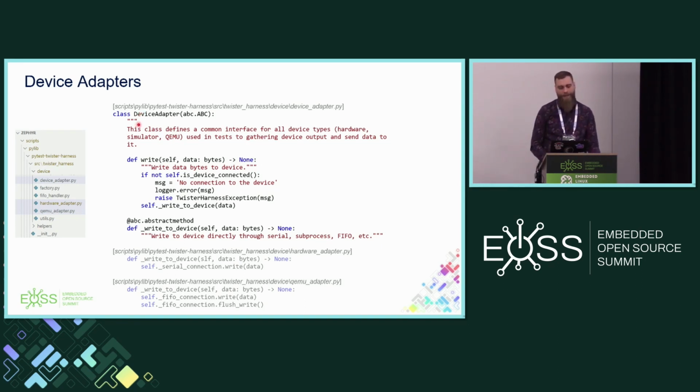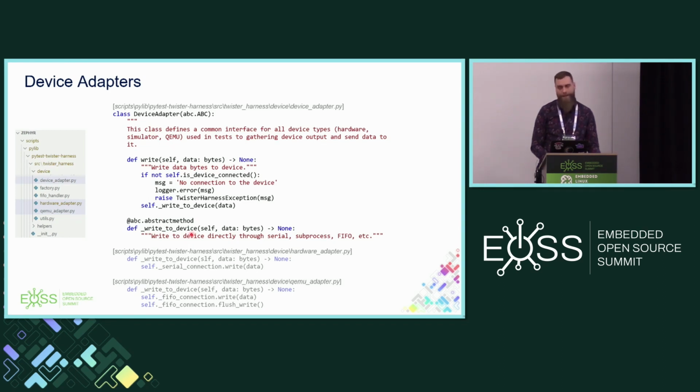So at the bottom level, there is device adapter, which is an abstract base class. So it just provides you the ideas for the methods you're going to use. And this is not a full class, it's just a snippet of the code. So you can have a write method, which is responsible to write data to your device. It's going to check if device is connected. If not connected, it's going to give you an error. And then it's going to use this internal method called write to device. And the write to device is an abstract method.